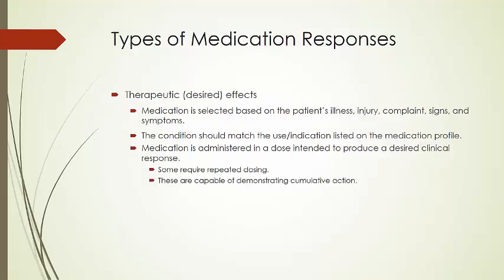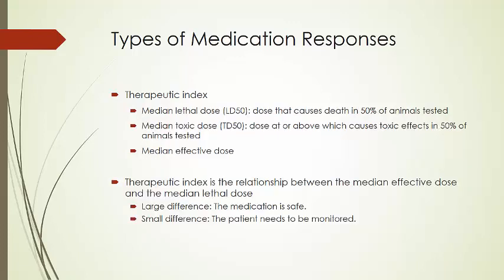Some other terminology here: therapeutic effects. These are what we want to happen. So we need to make sure that the medication we pick is based on their illness, injury, complaint, whatever is going on, their signs and symptoms, and that we are giving it in a dose that's intended to produce a desired clinical response. Okay. Now, your therapeutic index, this is where you have basically the median effective dose.